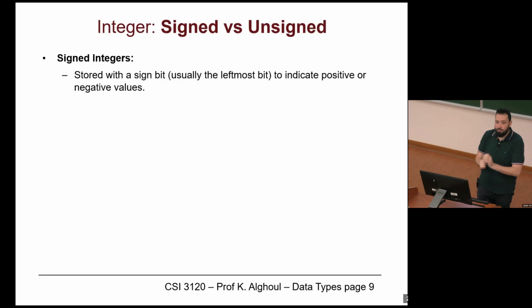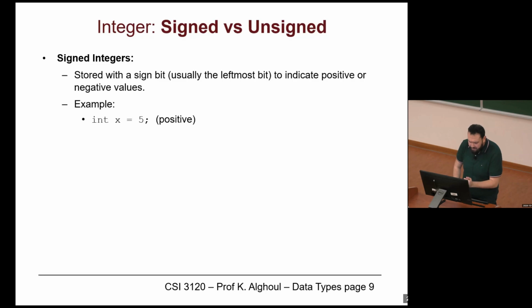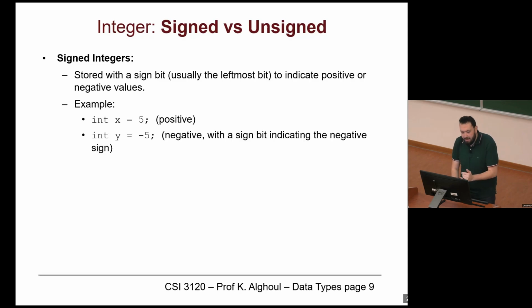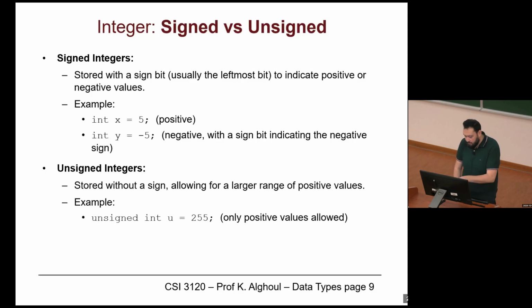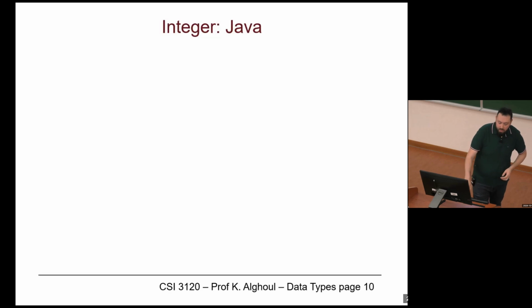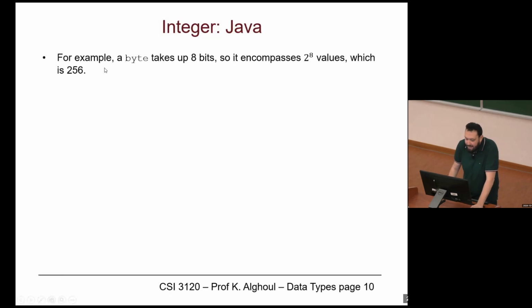If I take the first one, which is the byte, it's 8 bits. First, this is the signed, which can be positive or negative. The unsigned can only be positive. Now, we're looking at Java, and we're taking byte as an example, which takes up 8 bits. What do we mean by that? That means I can store 2 to the power of 8 values, which is 256. That's what byte means. I cannot have more than that.